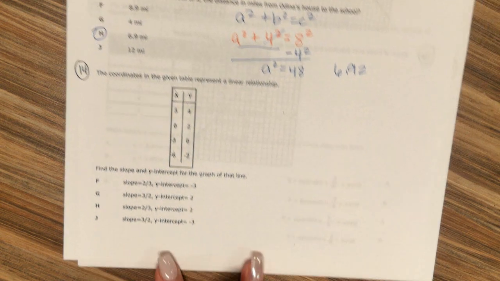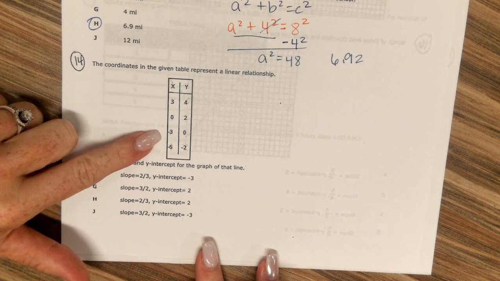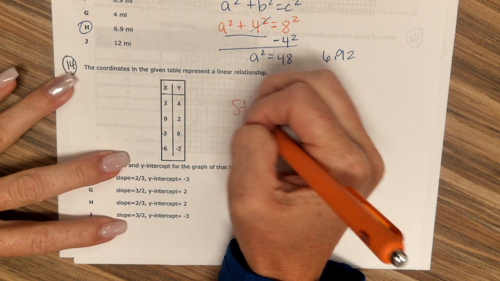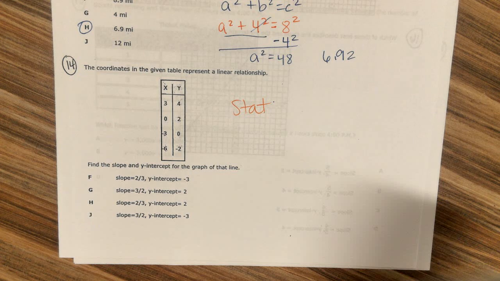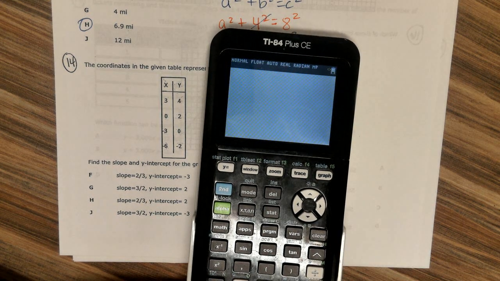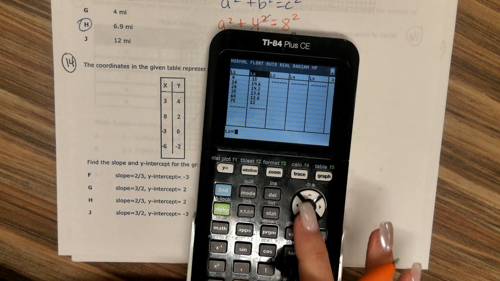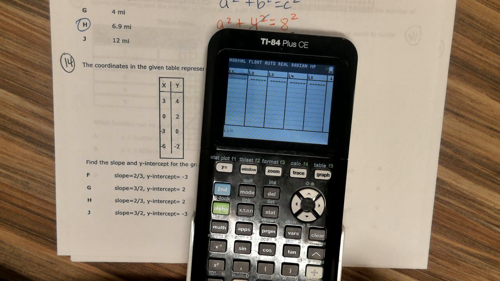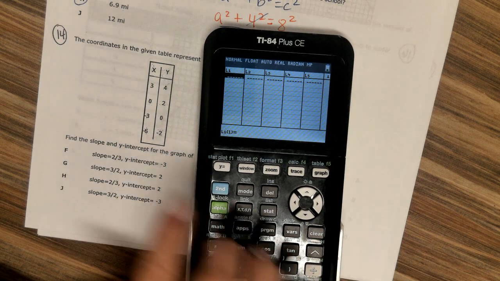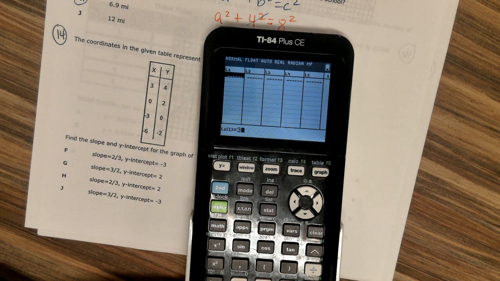Number 14, what do you see right away? A table. Where do we put a table in our calculator? Stat. So I'm going to go to stat. Everybody should be doing it with me. I'm going to hit edit. I'm going to clear out my list. Okay, now I'm going to enter in these numbers.